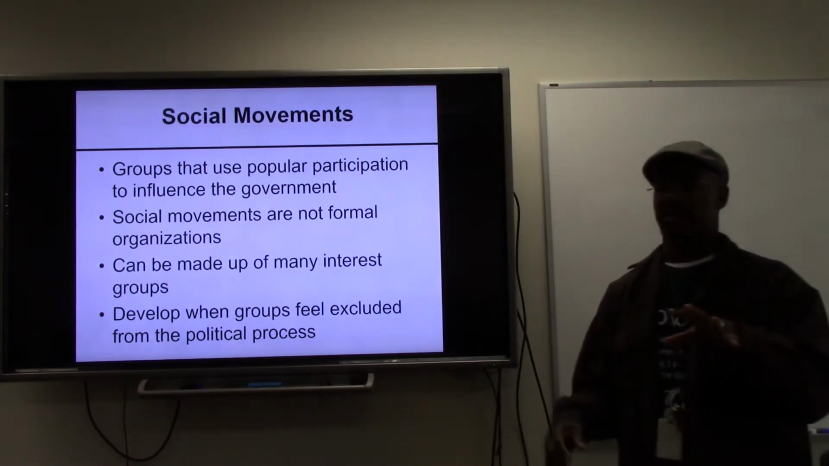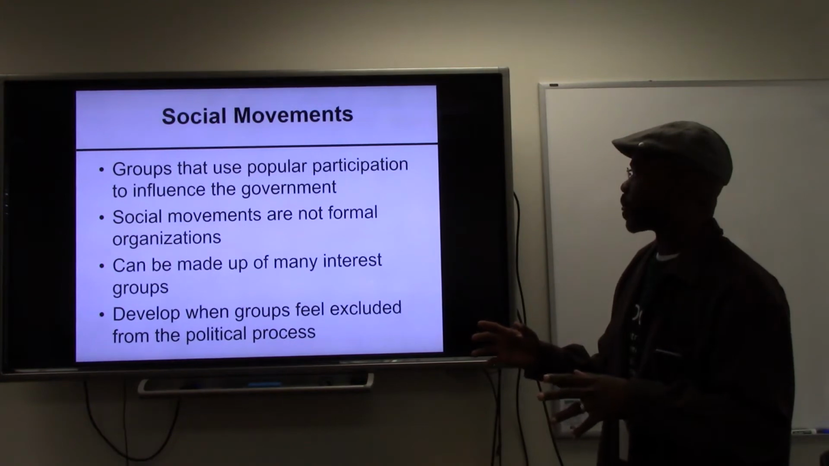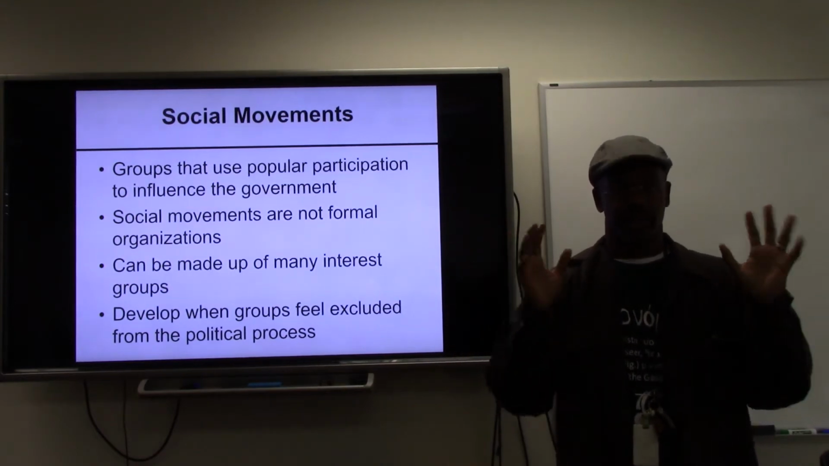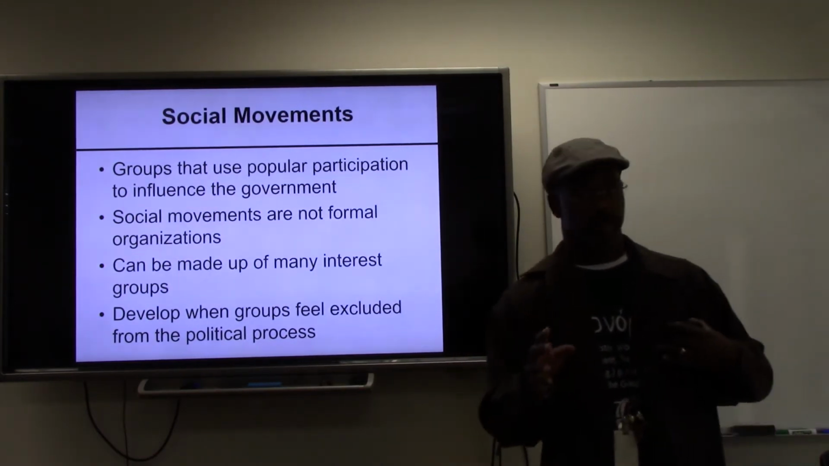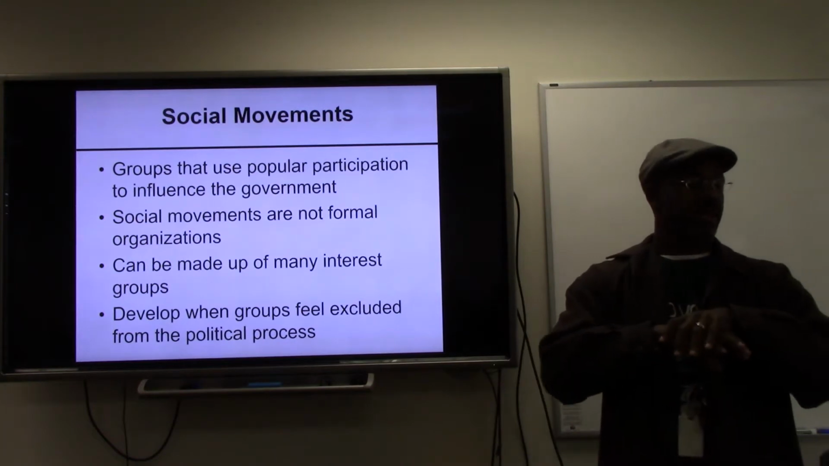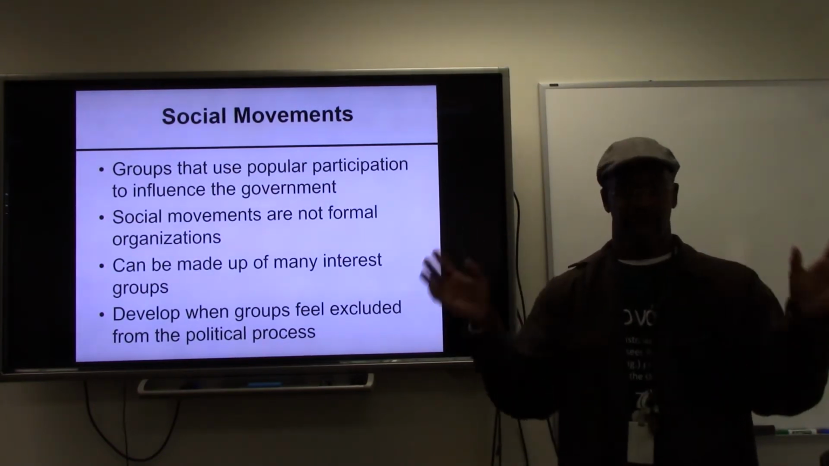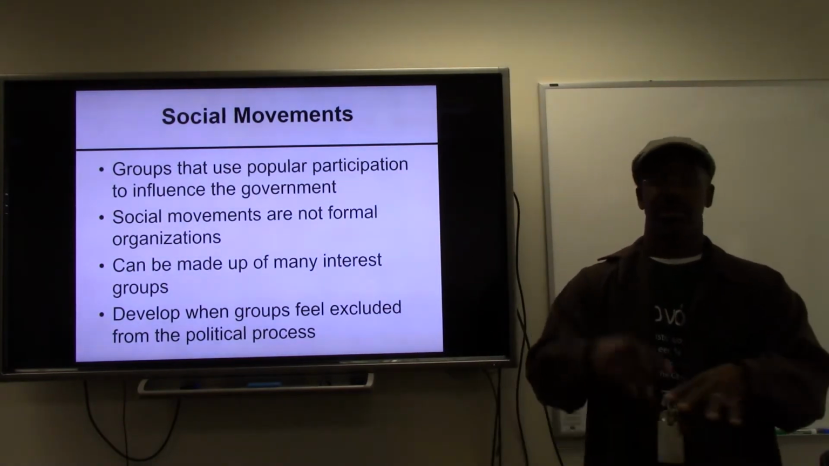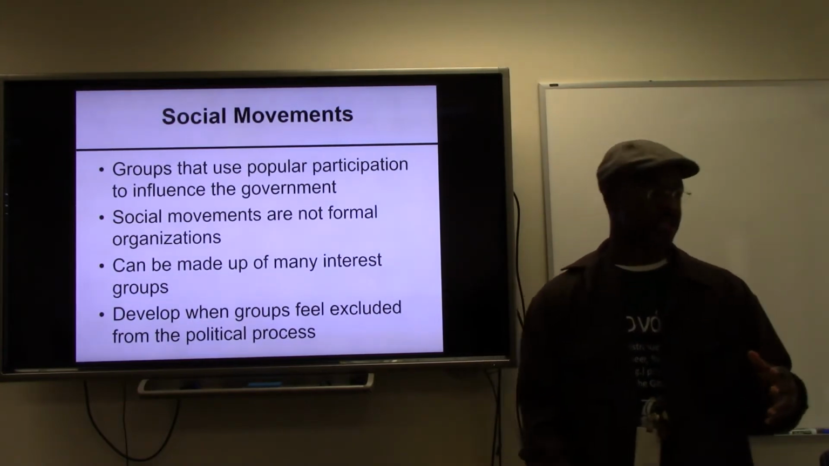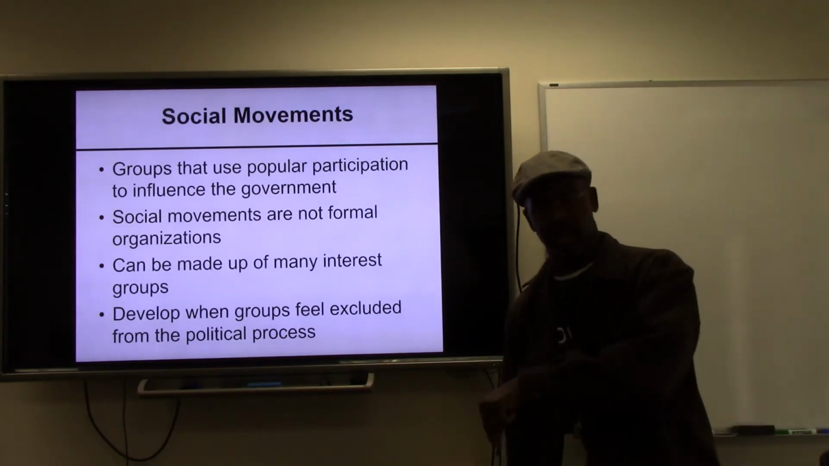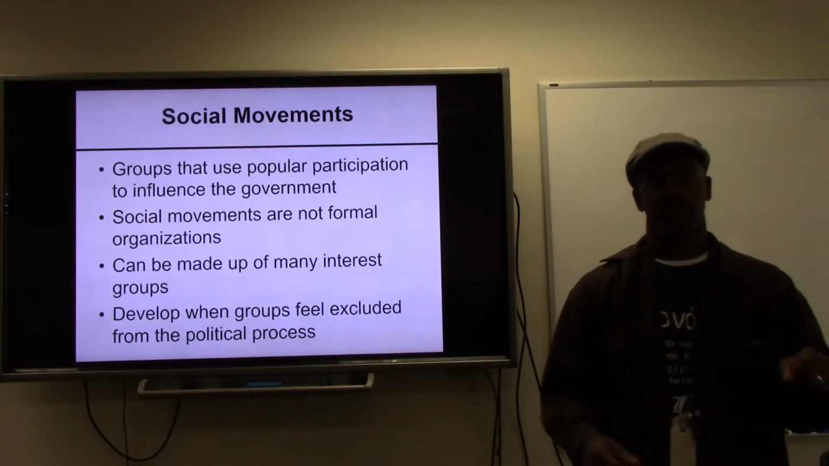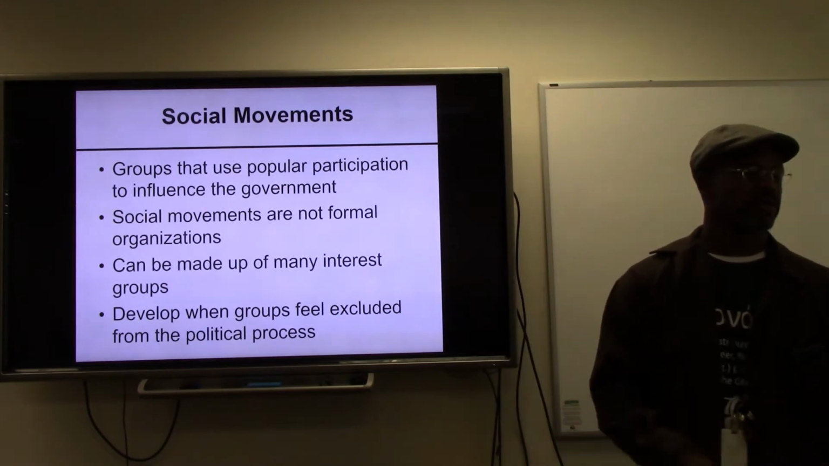So social movements are big, broad groups that use popular participation to influence the government. They're trying to get a whole bunch of people involved to get something out of government. And usually they're not very formal. That's going to be a good contrast to interest groups, which are very, very formal, typically. Of course, social movements can be made up of everybody, different institutions, different people, and interest groups as well. So they're broad coalitions of different entities, and they're especially trying to get people who are excluded from certain political privileges to get included. So they're fighting for inclusion or rights that aren't normally recognized.